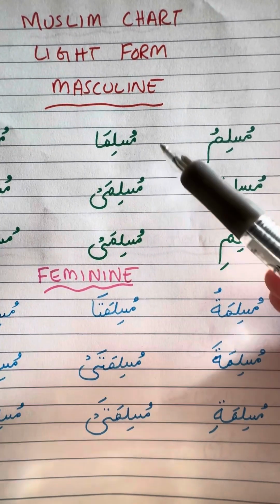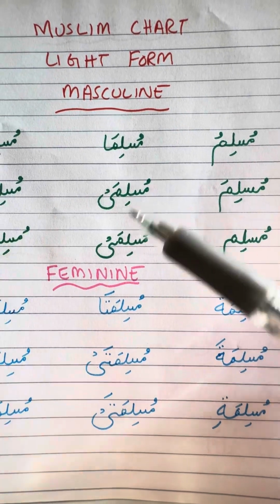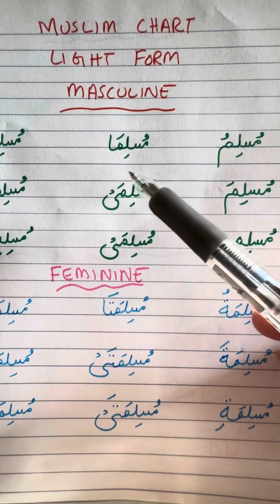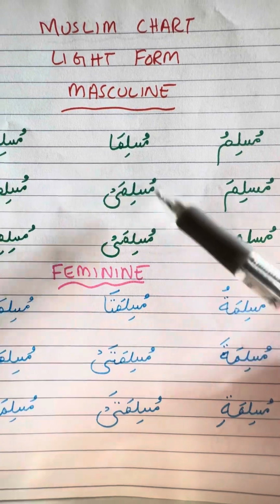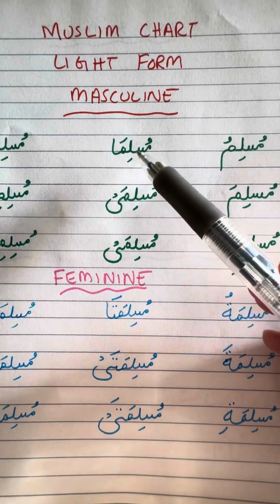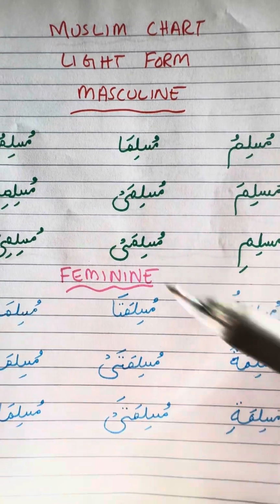So let's move on to the dual or the pair one. The heavy version was Muslimani, Muslimaini, Muslimaini. So we removed the extra noon from the end, and then it became Muslima instead of Muslimani, because we removed the noon. Muslimai instead of Muslimaini, and the same here, Muslimai. So Muslima, Muslimai, Muslimai are the light versions of Muslimani, Muslimaini, Muslimaini.